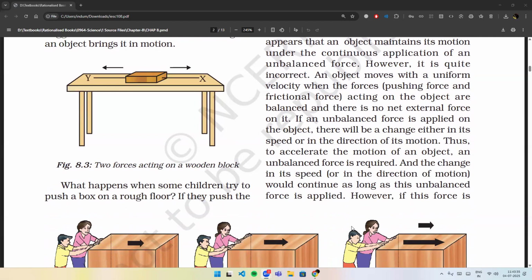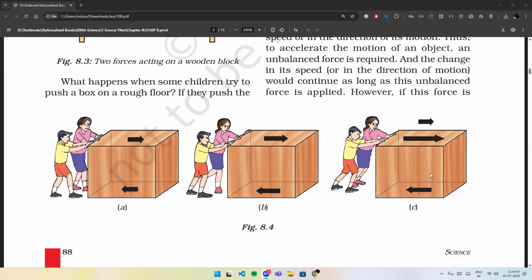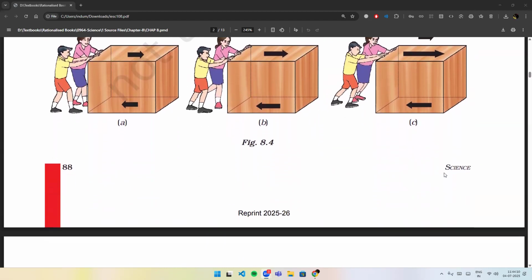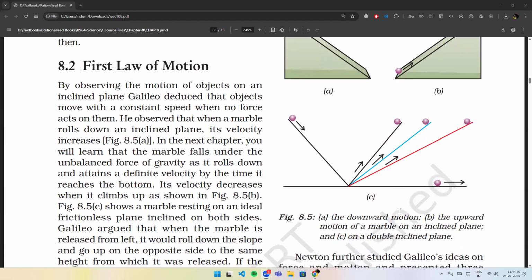An object moves with a uniform velocity when the forces acting on an object are balanced and there is no net external force on it. If an unbalanced force is applied on the object, there will be a change either in its speed or in the direction of its motion. Thus, to accelerate the motion of an object, an unbalanced force is required, and the change in its speed or in the direction of motion would continue as long as this unbalanced force is applied. However, if this force is removed completely, the object would continue to move with the velocity it has acquired till then.